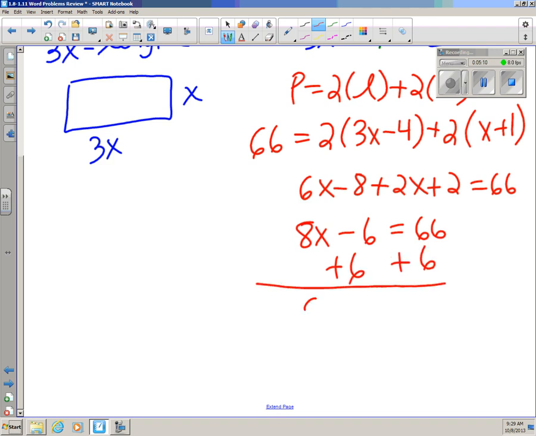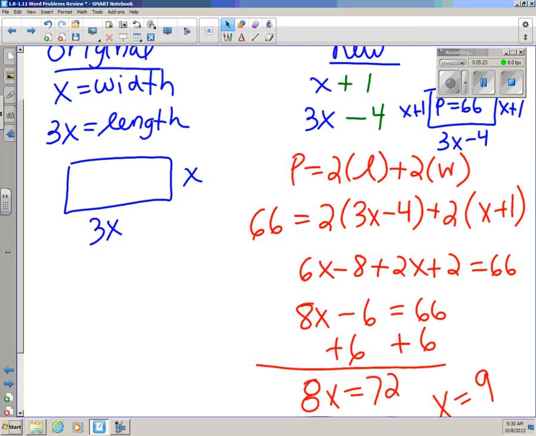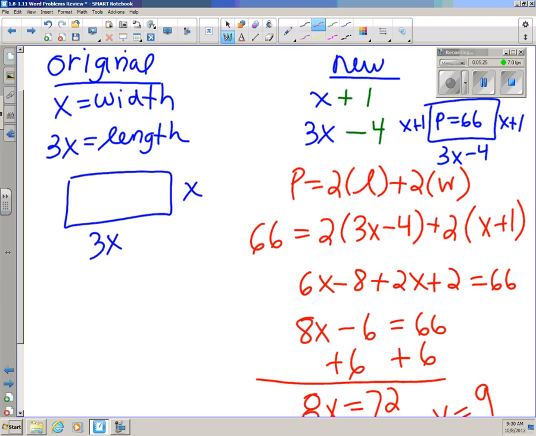Add 6 to both sides, 8x equals 72. Divide by 8, divide by 8, x is 9. Okay, well, x is 9. What did I just solve for? I actually solved for the original width. This is what I solved for, which was x.